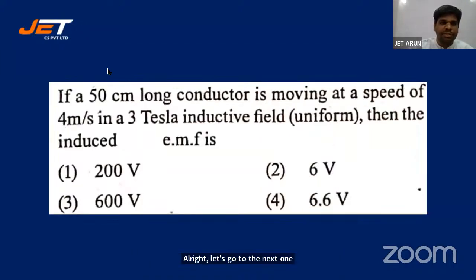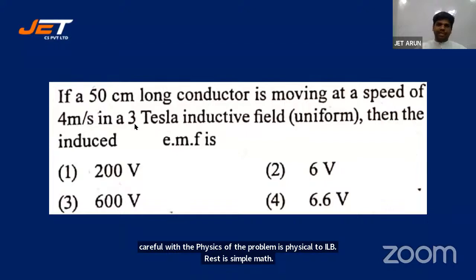Here is the numerical, students. If a 50 centimeter or 0.5 meter long conductor is moving at a speed of 4 meters per second in a 3 Tesla uniform magnetic field, look at that, uniform, then the induced EMF is... Use the formula. Be careful with the calculation, students. Physics of the problem is F is equal to ILB. Rest is simple math.